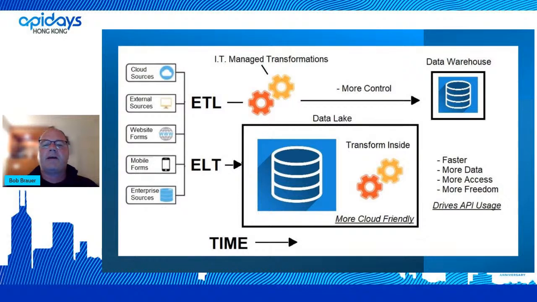And if you're familiar with the concept of Cliff Notes or various types of book summaries that you can purchase versus having an entire book, I think having the entire book at your disposal, as an analogy, is a much richer experience. What this essentially means is that you're going to get data faster, you're going to have more data, more access, and more freedom, which in turn is really going to drive API usage.